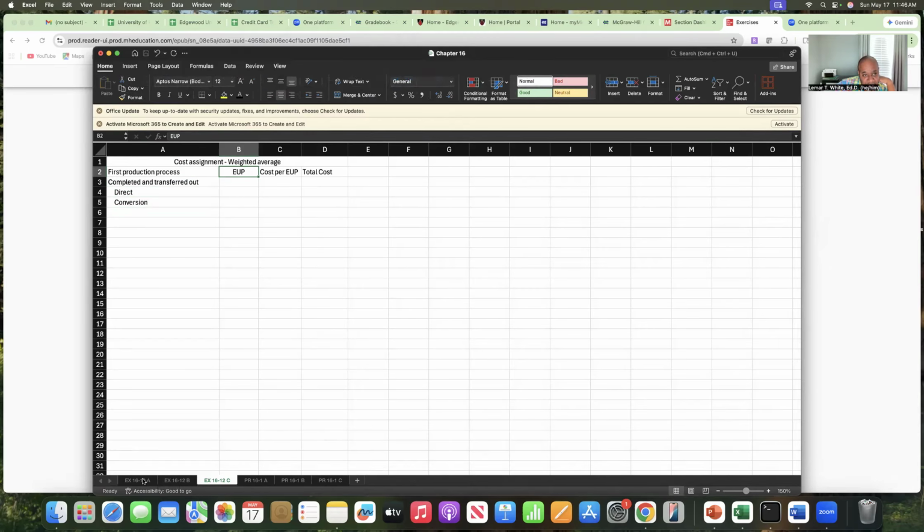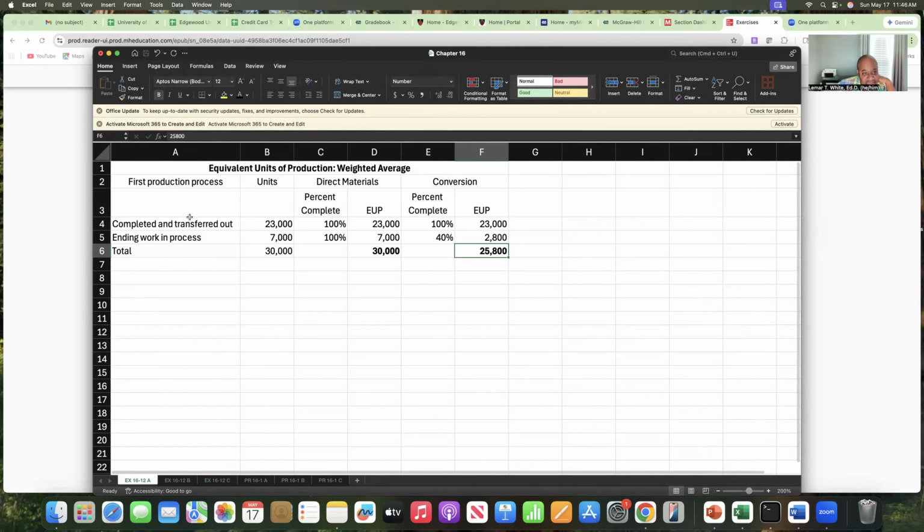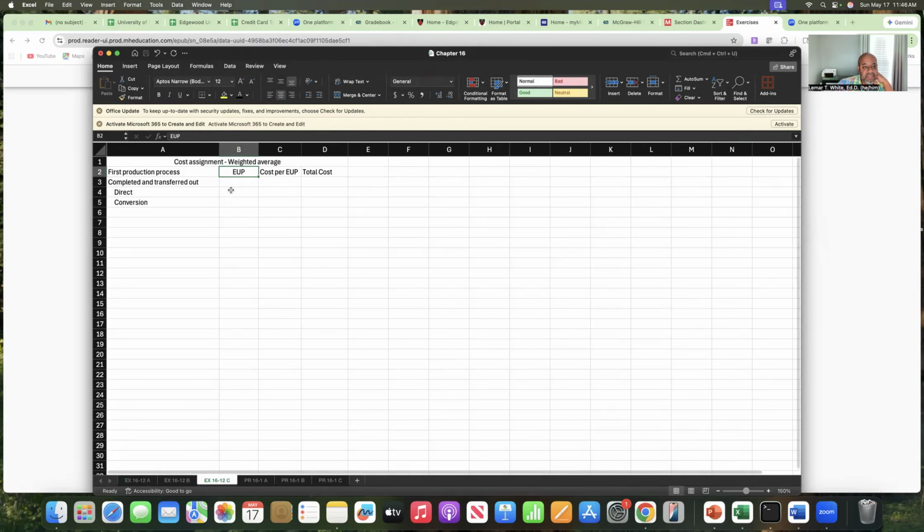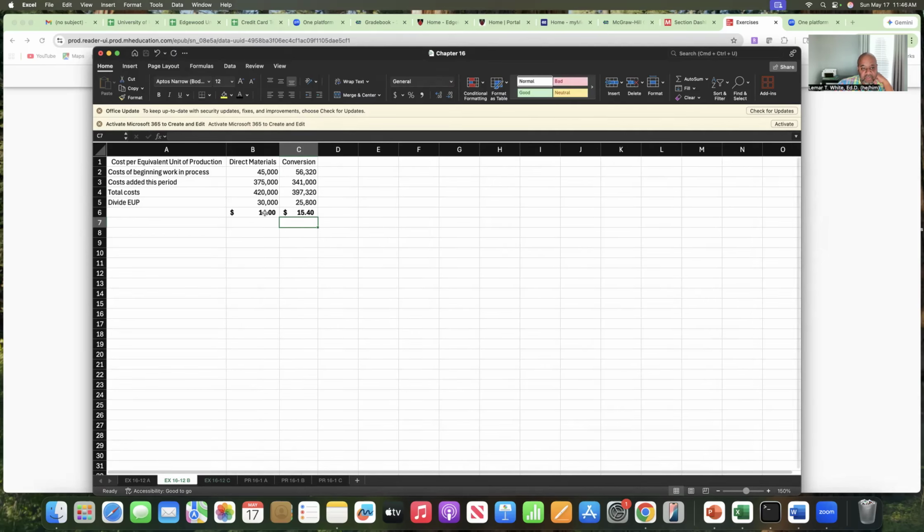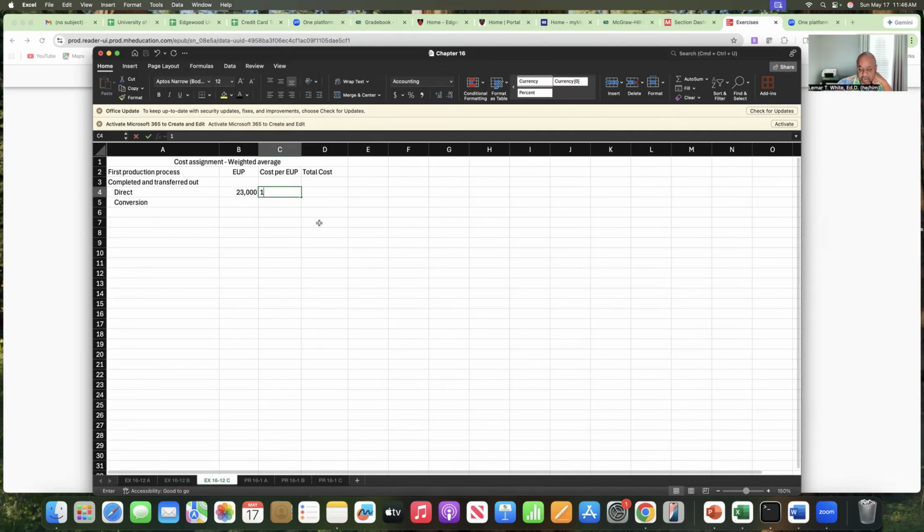So if I go back to tab 1, I see for my completed and transferred out, my equivalent units for direct materials is 23,000. So I'm going to put that 23,000 right here. And then I got my cost per equivalent unit, which I calculated in part B, was $14. I'm going to put 14 here. And then I'm going to multiply these two. And that's going to give me my cost for the direct materials, 322,000.